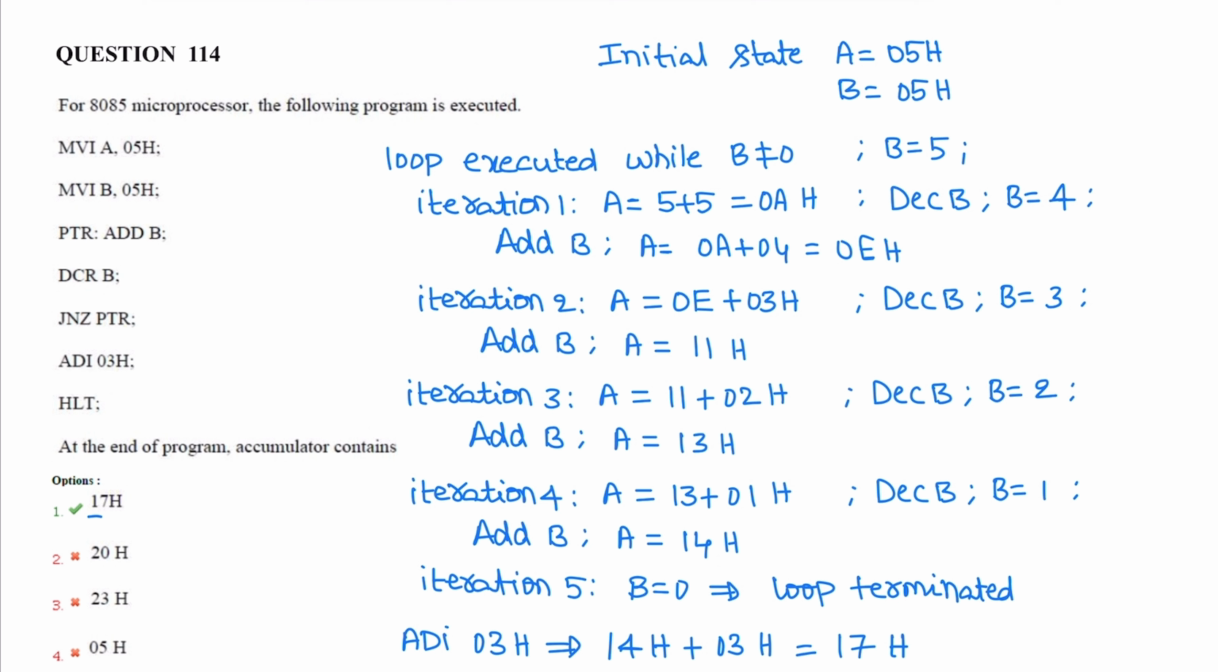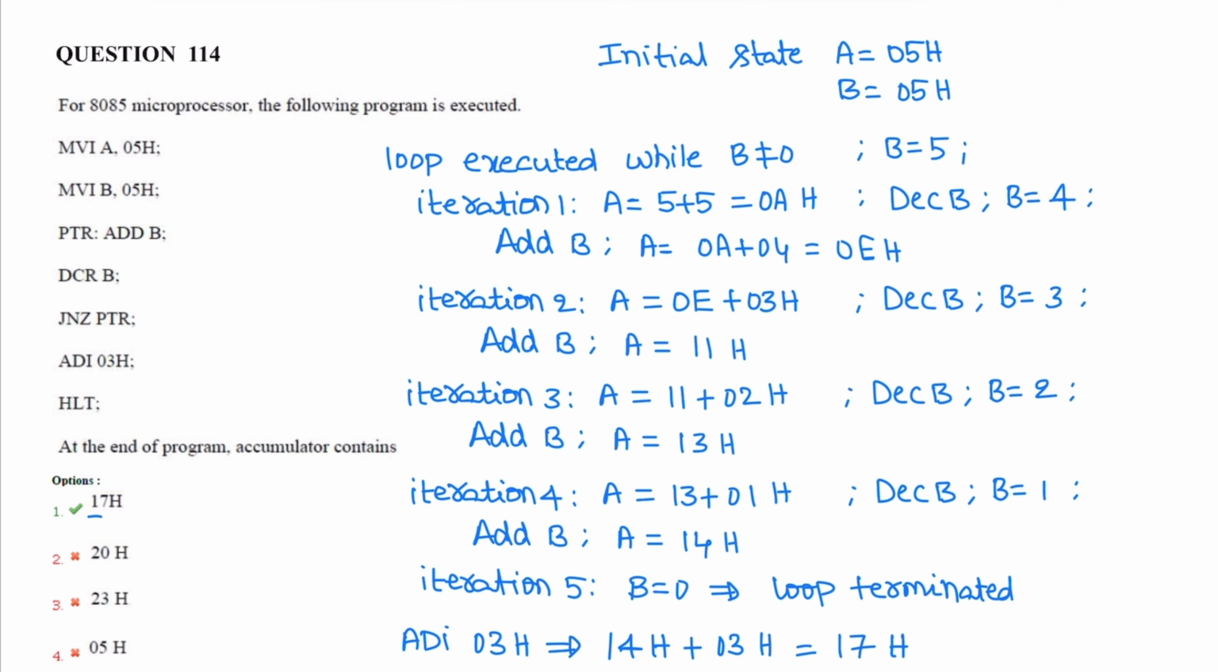Move immediate. A is 05 and B is 05 hexadecimal. Next, ADD B. Here the B value is 5. The loop is executed. Iteration 1, add B to A. So that is 5 plus 5, which is 0A hexadecimal.